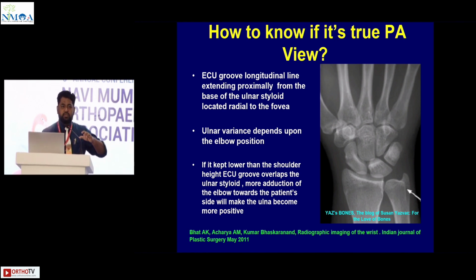The ulnar variance, which we measure most commonly in distal radius fractures, depends upon the position of the elbow. Many times even a technician, or even most orthopedic surgeons, just take the wrist with the hand adducted and in front. But ideally the shoulder should be abducted, the elbow flexed to 90 degrees and the palm facing downwards. If the elbow goes underneath the shoulder, the height of the ECU groove overlaps the ulnar styloid, and with more adduction of the elbow towards the patient, the ulna becomes more positive, and that gives a false positive ulnar variance.